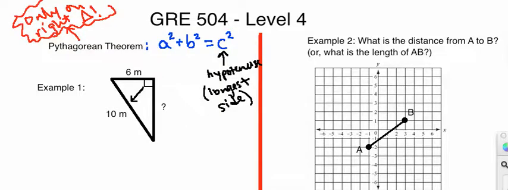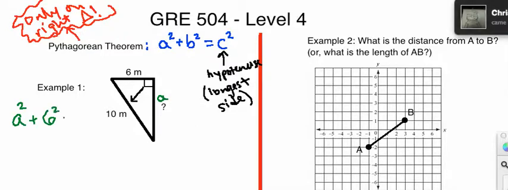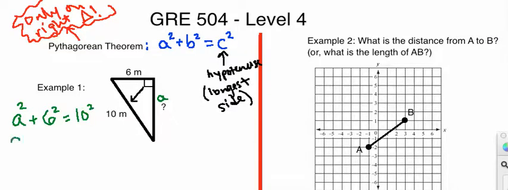Moving on. Let's apply the Pythagorean theorem. So first we need to set it up. What we're looking for is the missing leg here. So you can choose. That's either A or B. Let's make it A. So let's set this up. A we don't know, so we're going to leave it as a variable. That's what we're solving for. Plus b squared, so 6 squared, equals 10 squared. Let's simplify this. A squared plus 36 equals 100.